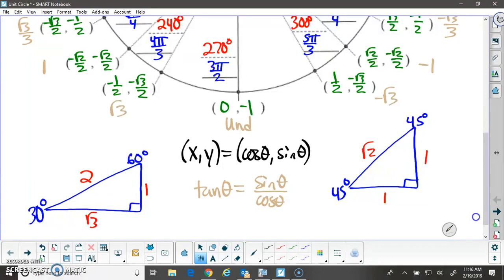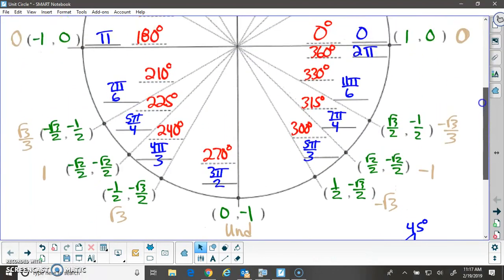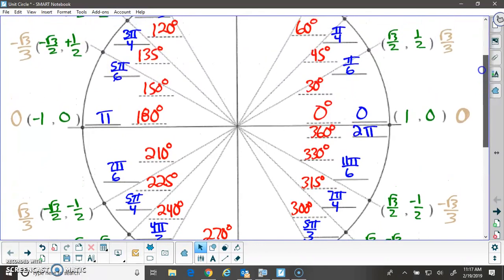So there is the unit circle completed with sine and cosine and tangent values, along with angle measurements in degrees and radians.